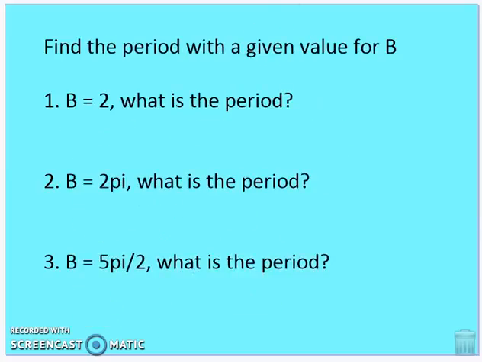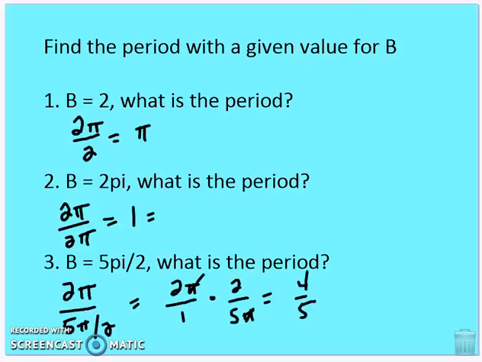All right, now we're going to find the period with the given value for b. I'm going to pause for a moment. If b is equal to 2, then the period, 2 pi over 2, is equal to pi. If b is 2 pi, 2 pi over 2 pi is equal to 1 for your period. If b is 5 pi over 2, 2 pi over 5 pi over 2 is equal to 4 over 5.